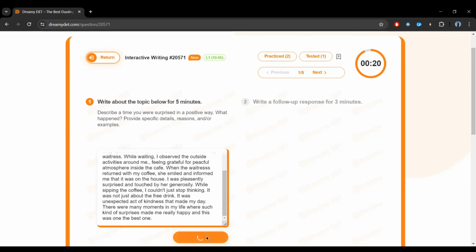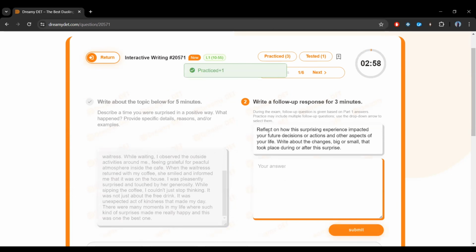Now, the previous version of the question used to end after 5 minutes. But now, after the completion of 5 minutes, the right side of the question opens up, which is the follow-up response. Here, you will be shown another question which is related to the question that you just answered, and you will be asked to elaborate on it a bit more based on what is asked. And you'll be given an additional 3 minutes to answer that.